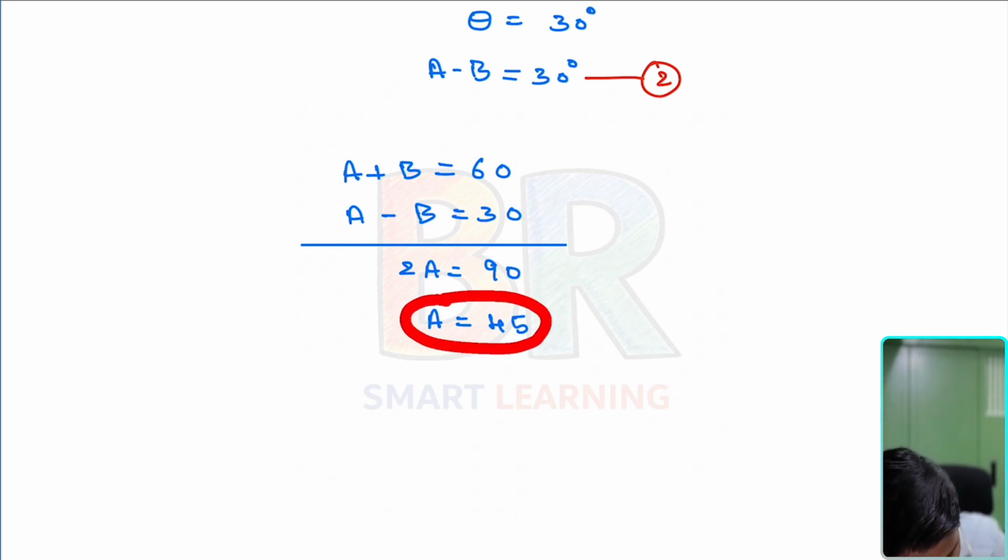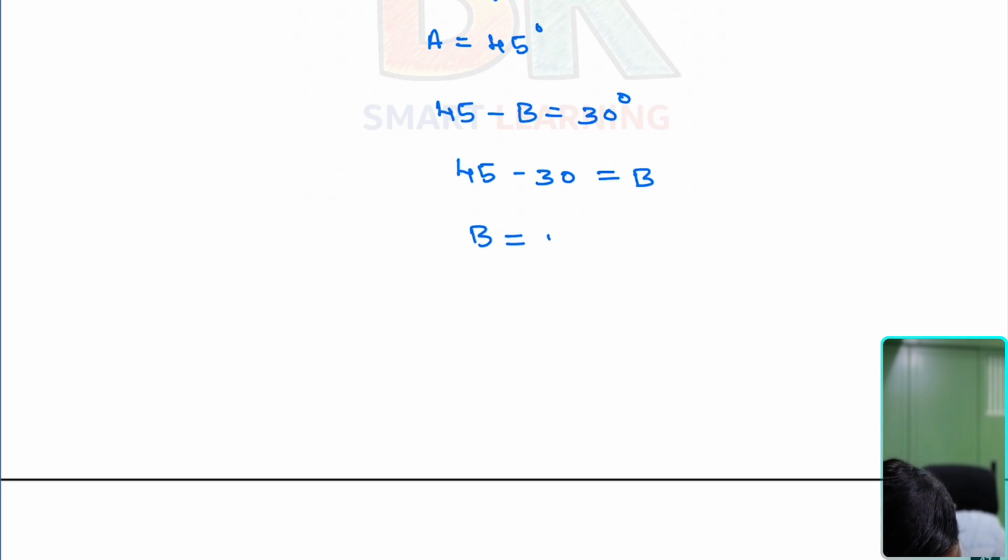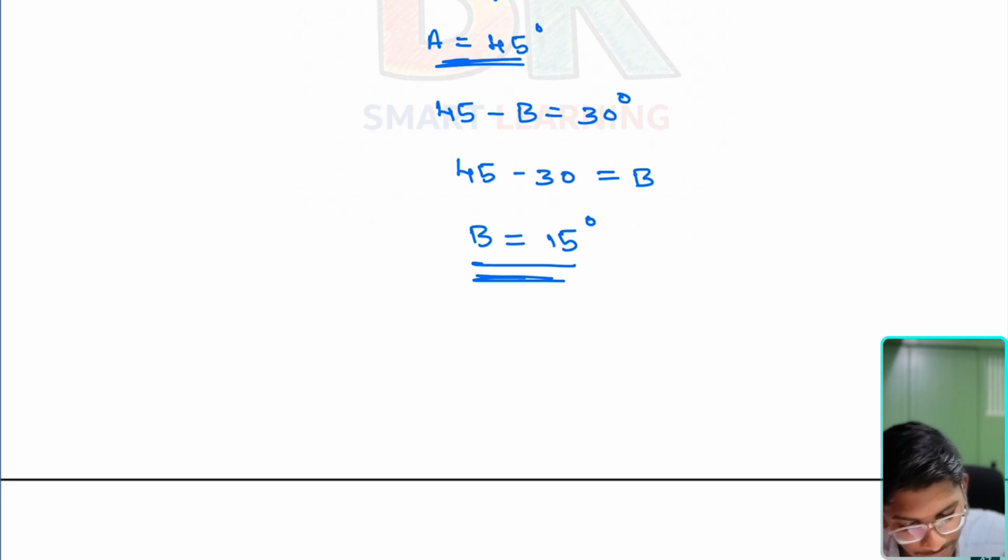Substitute the value of A in the second equation. A - B equals 30, right? Now 45 - B equals 30. B comes to the RHS and 30 comes to the LHS. 45 - 30 equals B. What is B now? B equals 15 degrees. Hence, A equals 45 degrees and B equals 15 degrees.